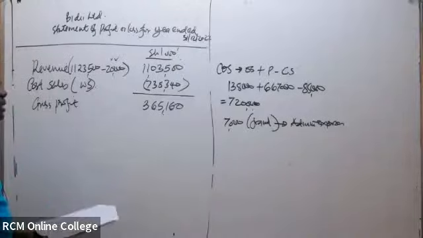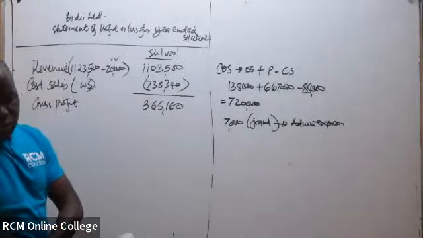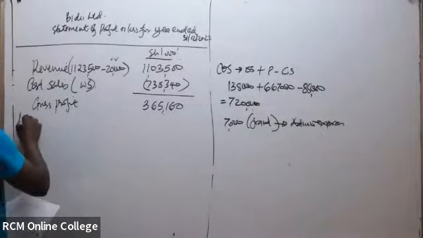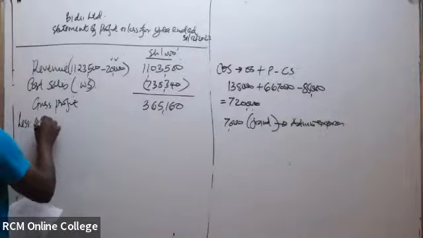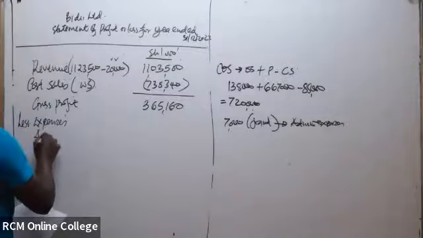365,160. So in this case, that is our gross profit. Then we can less our expenses.